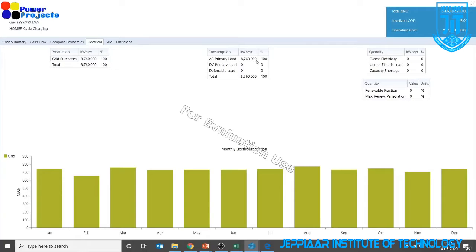So the entire demand is met by grid purchase only. You don't have any other sources. The entire demand is met by grid purchase only. And if you look at the cost of energy, it is 6 rupees because that's only a fixed tariff.